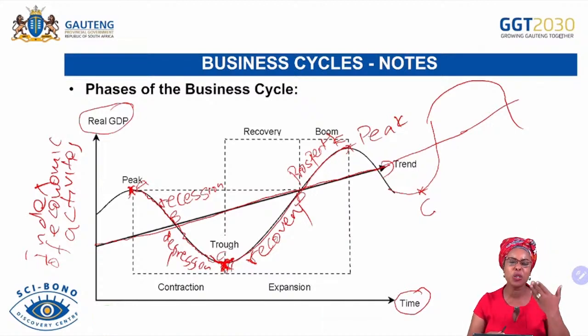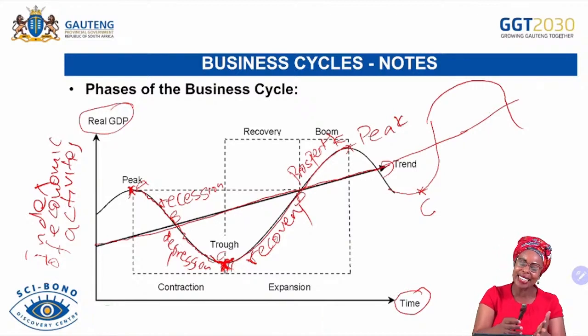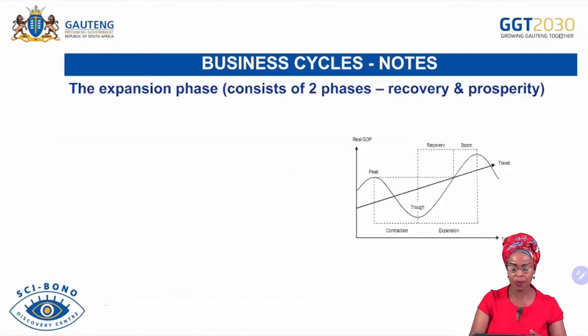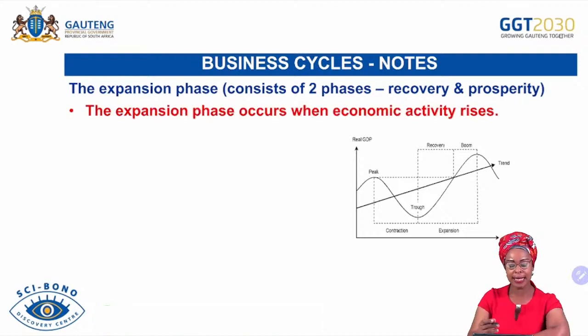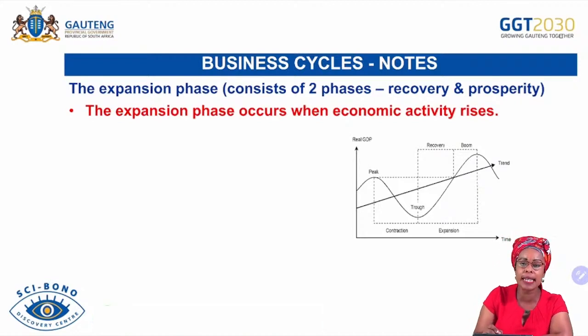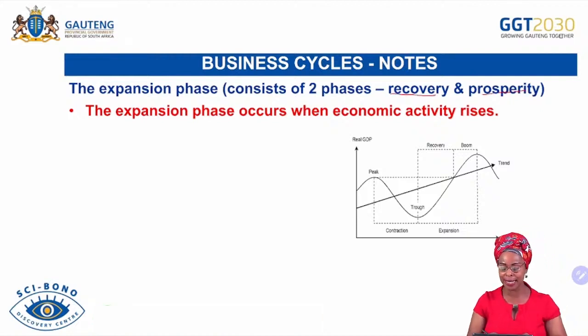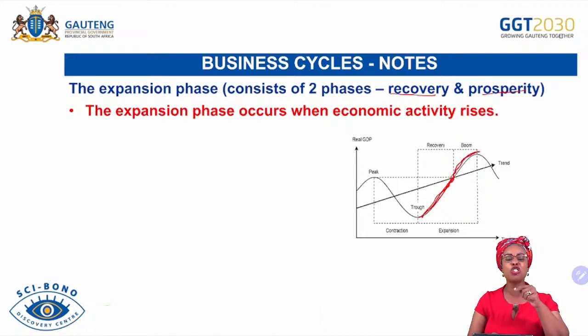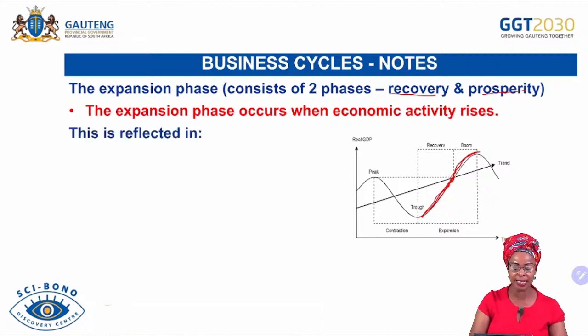Now I want to take you through the characteristics of these phases to explain exactly what is happening under the contraction phase and what is happening under the expansion phase. Remember in the beginning I said the expansion phase, which can also be called the upswing phase, consists of the recovery and the prosperity. So on this graph, it will be immediately after the trough and up above the trend line. This will be our expansion phase.